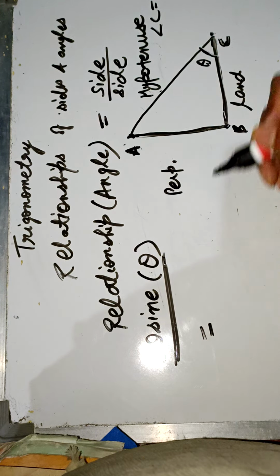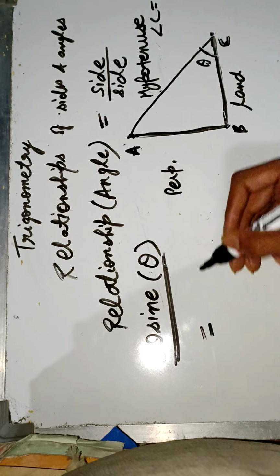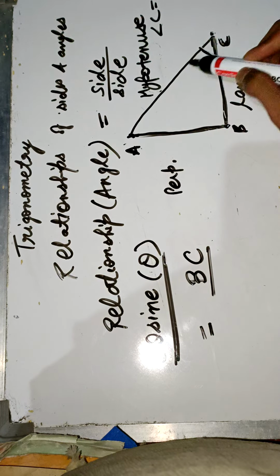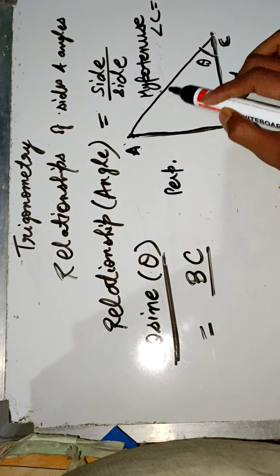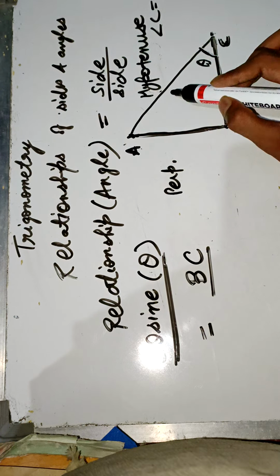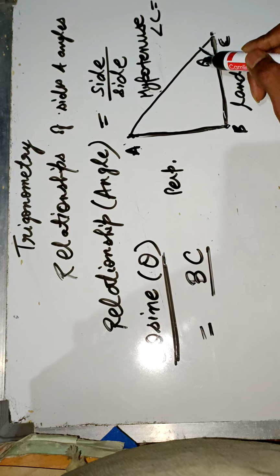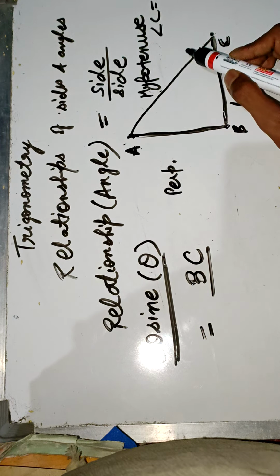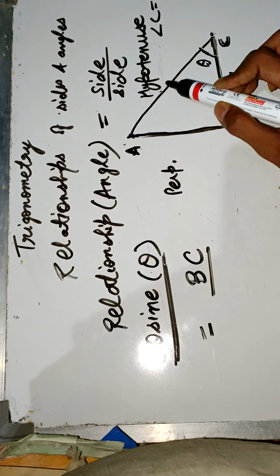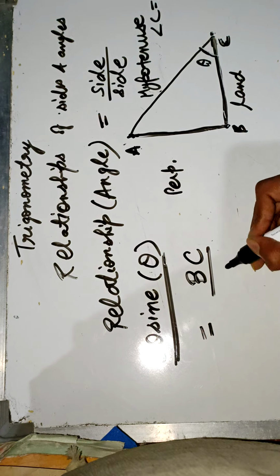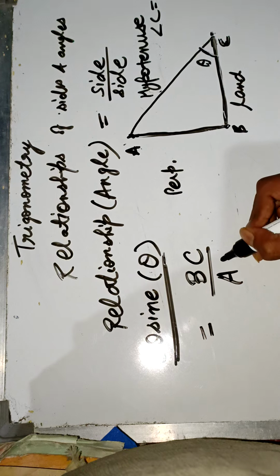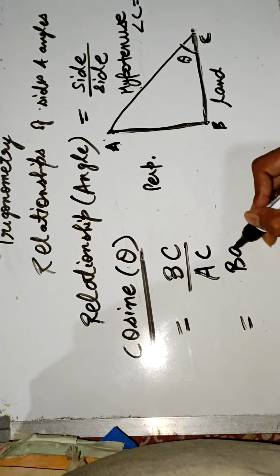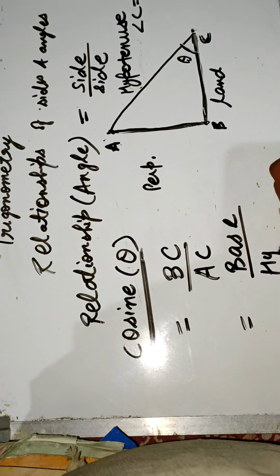In this particular scenario, the side adjacent to theta is BC. It is BC by hypotenuse. Where is the hypotenuse? What is the hypotenuse? Basically, the hypotenuse is the side which is inclined to theta. Whenever an inclination is there, that side, the longest distance, becomes what we call the hypotenuse. In this case, that is AC. So we define cosine theta as the base upon hypotenuse.